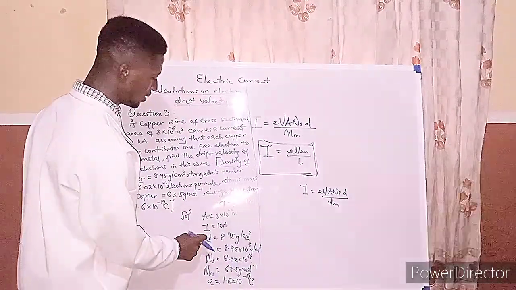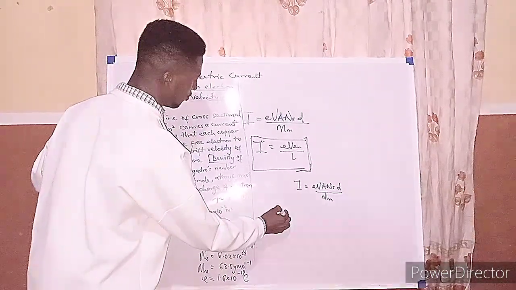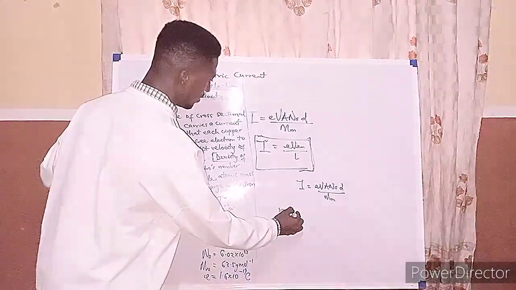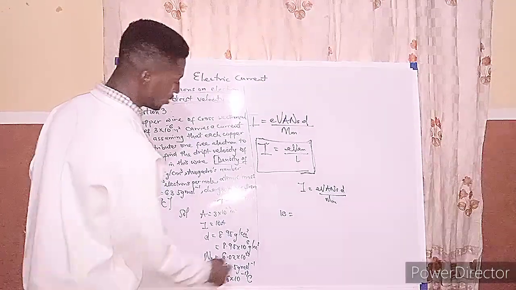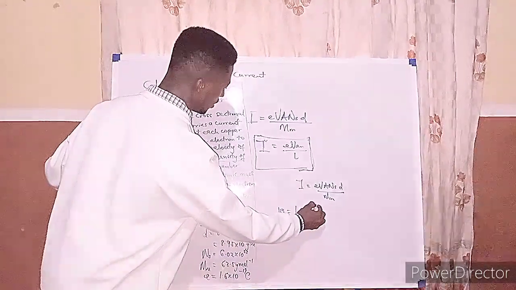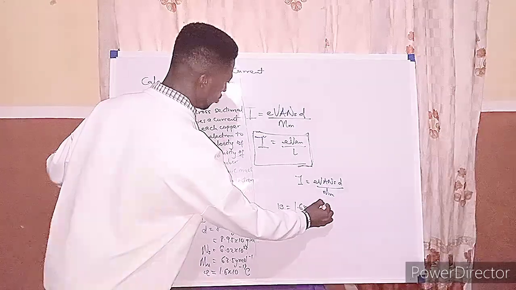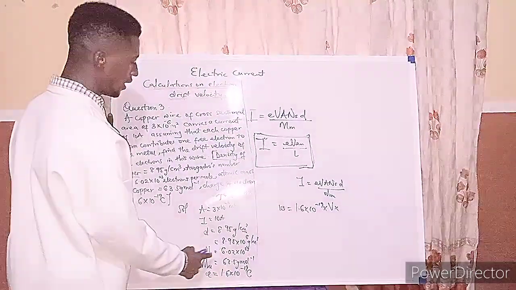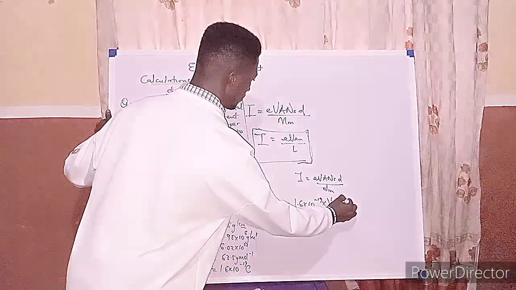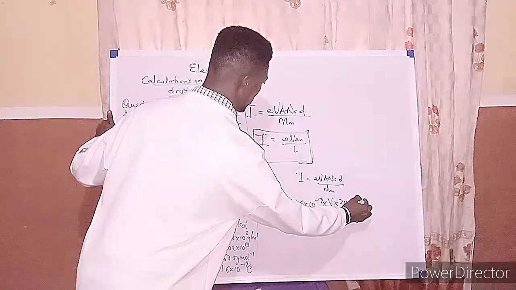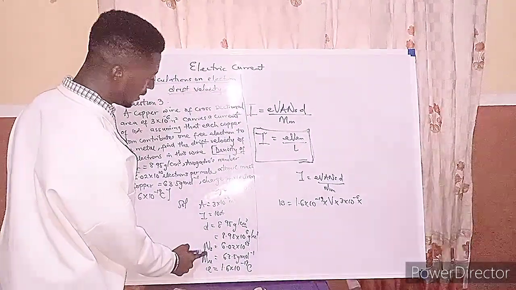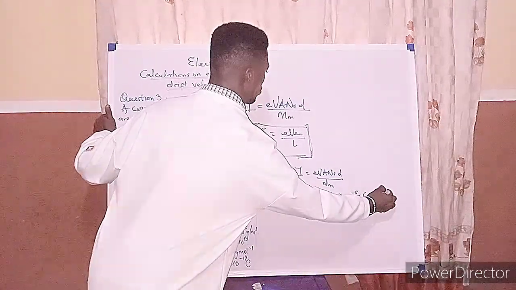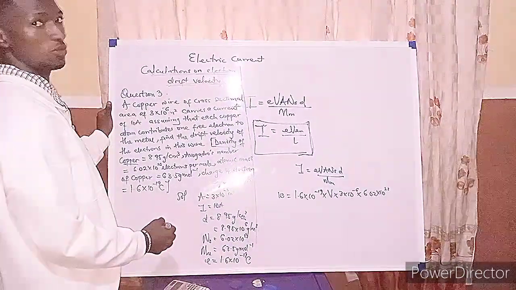What's the current here? The current is said to be 10, so we use 10 as our current. We have V, which is the velocity. E is our electron charge, that is 1.6 times 10 to the power minus 19. V is unknown, that's what we're looking for. A is our area, said to be 3 times 10 to the power minus 6, times NS, which is 6.02 times 10 to the power 23.